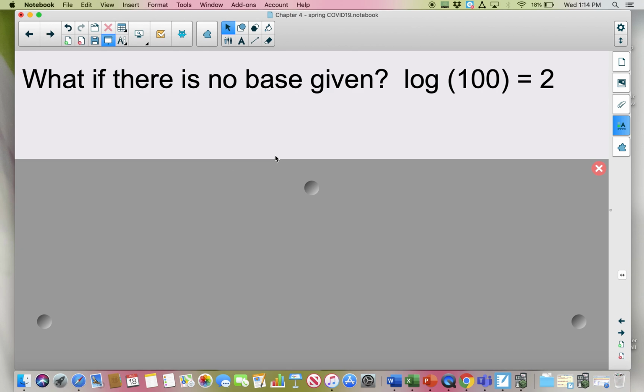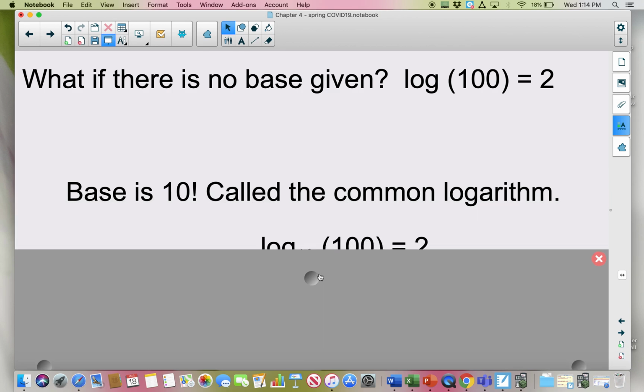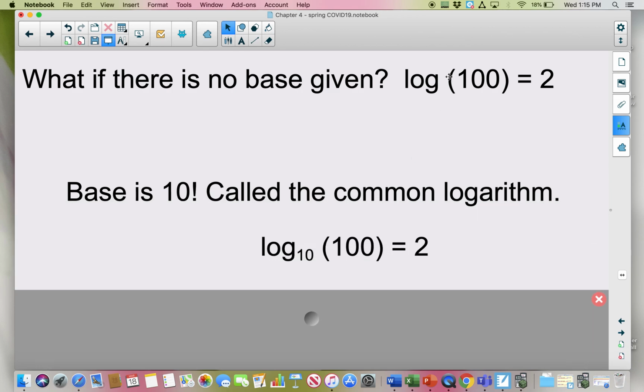Before we add on to this or take it one step further, if you see a log that doesn't have a base, it really does have a base. In fact, if you look at this one, I bet you can figure out what the base is. What squared equals 100? We know that's going to be 10. So if you don't have a base given, and this will happen to you, the base is 10 and it's called a common logarithm.